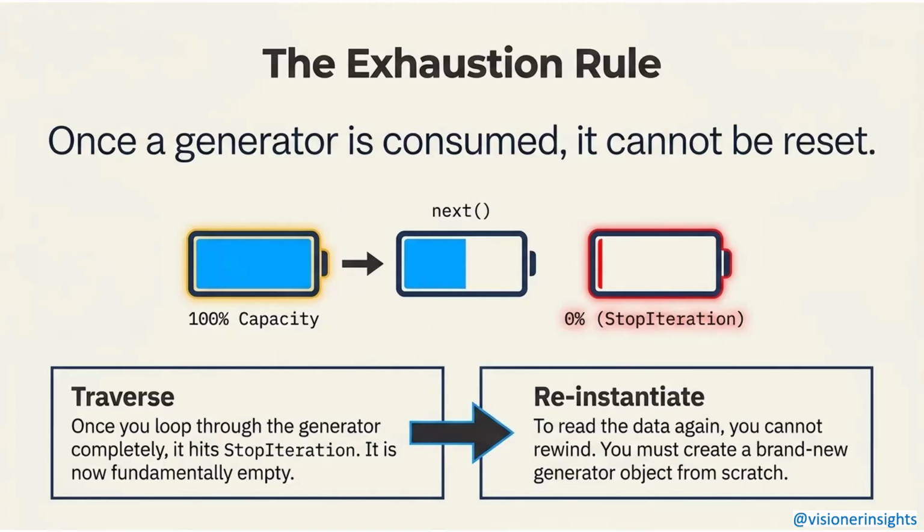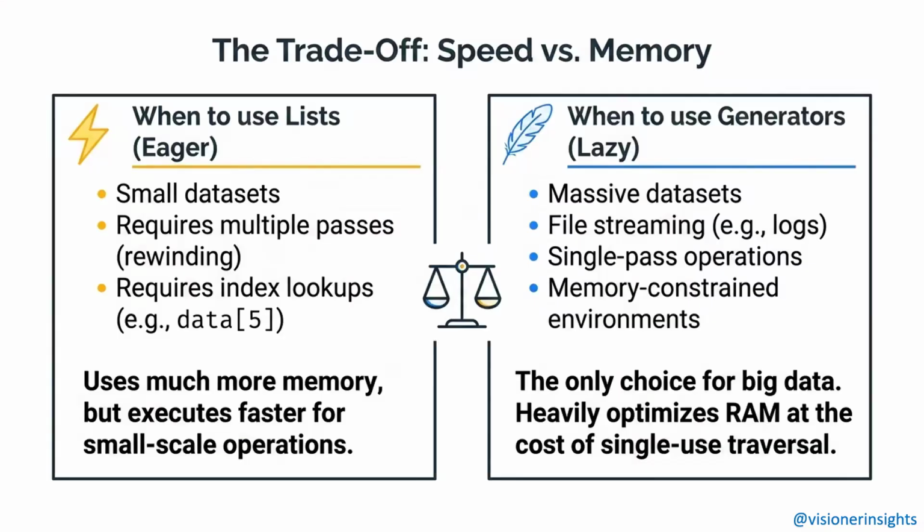And this really brings us to the core trade-off here. Lists are eager. They use way more memory, but they execute faster for small-scale operations, and they allow you to rewind and perform specific index lookups like data[5]. Generators, on the other hand, are lazy. They heavily optimize RAM at the cost of single-use traversal. But when it comes to massive datasets, file streaming, or memory-constrained environments, generators aren't just a nice option. They're pretty much your only choice.